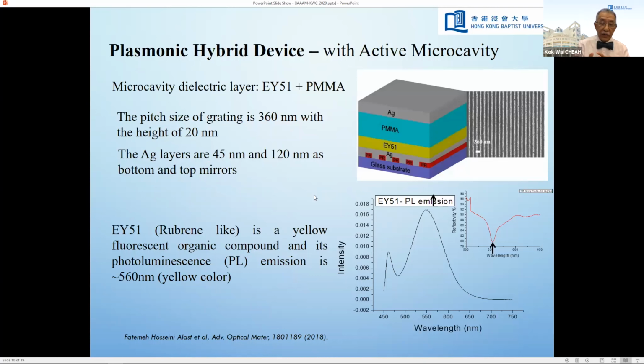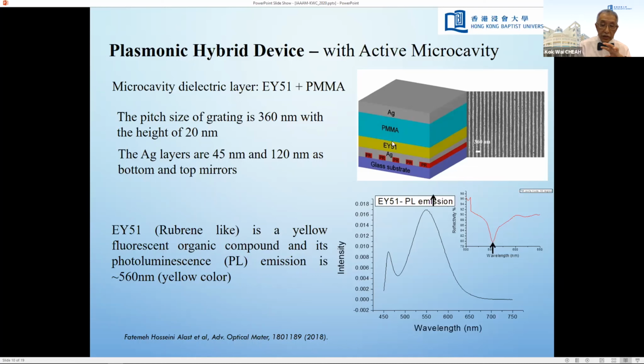After we have done that and confirmed that we indeed can see the mode coupling and the Rabi-analogue splitting, we introduce an active medium. We're using a small molecule dye called EY51, which is very similar to Rubrene. Schematically, we introduced a layer of EY51 and then topped it up with PMMA, and the total thickness remains constant.